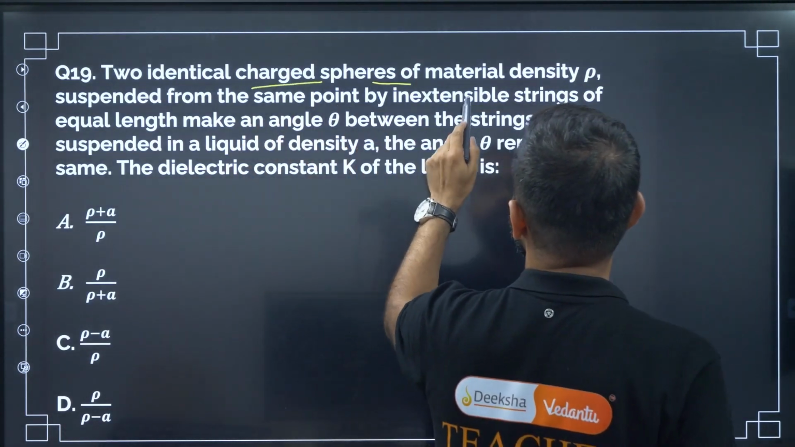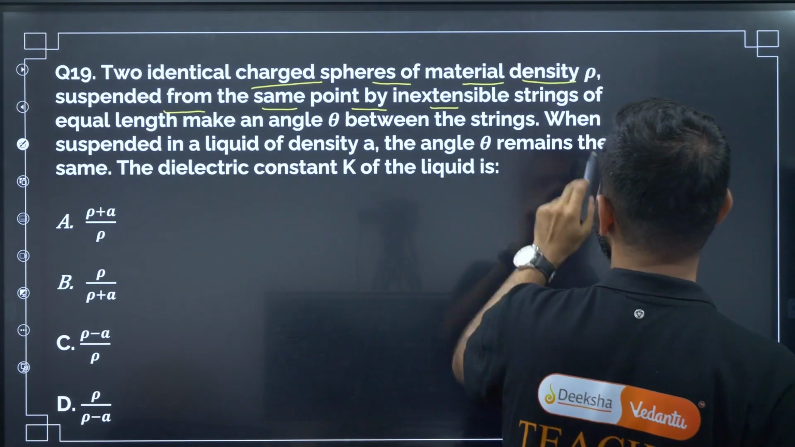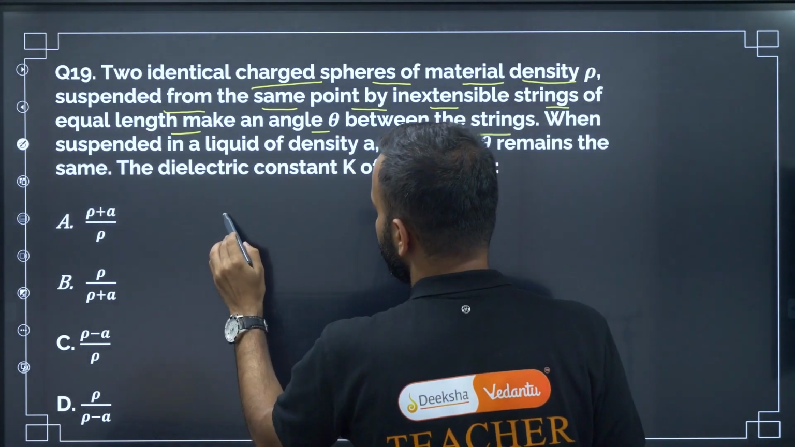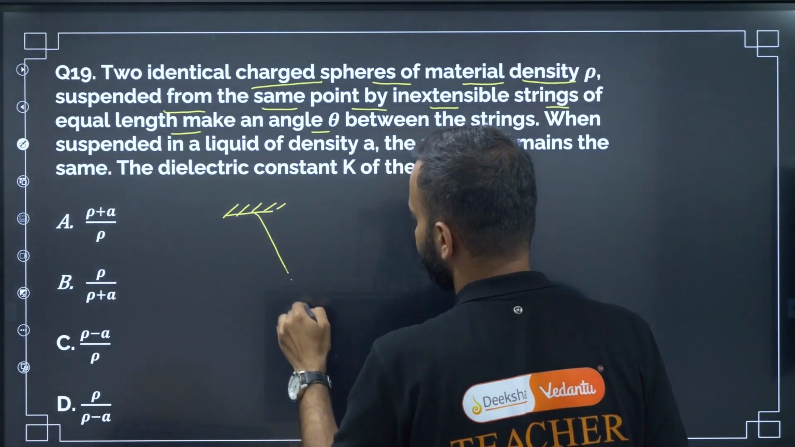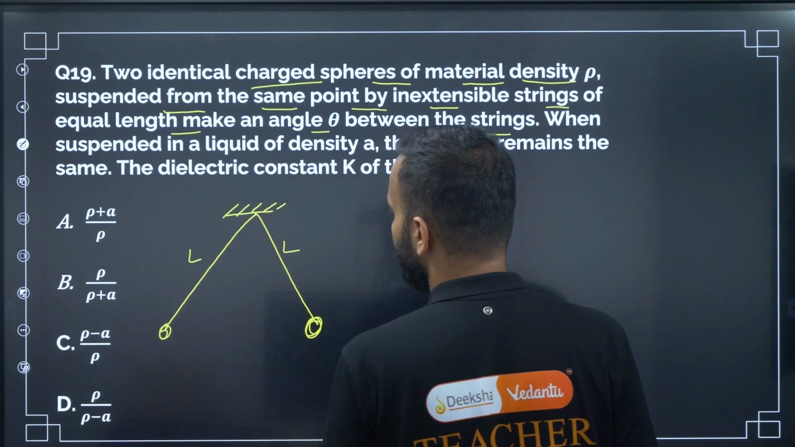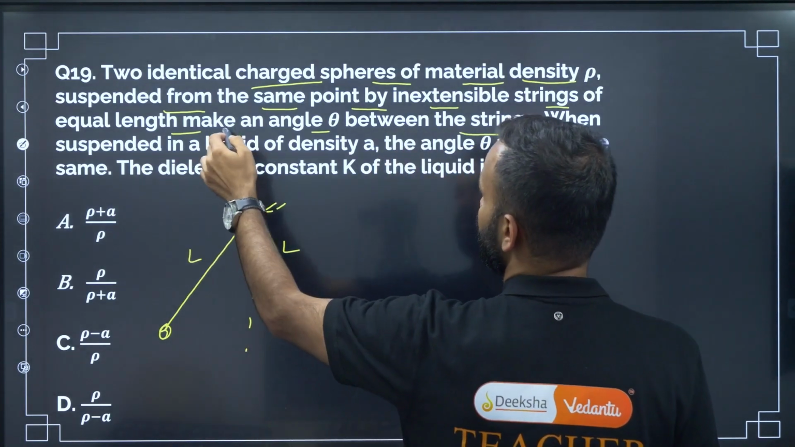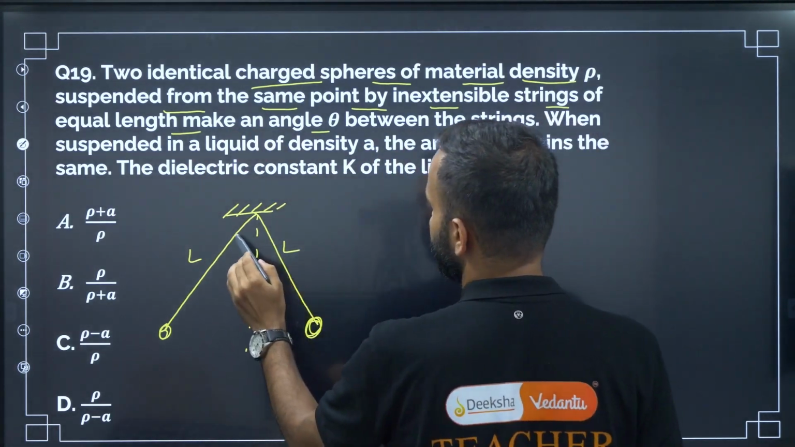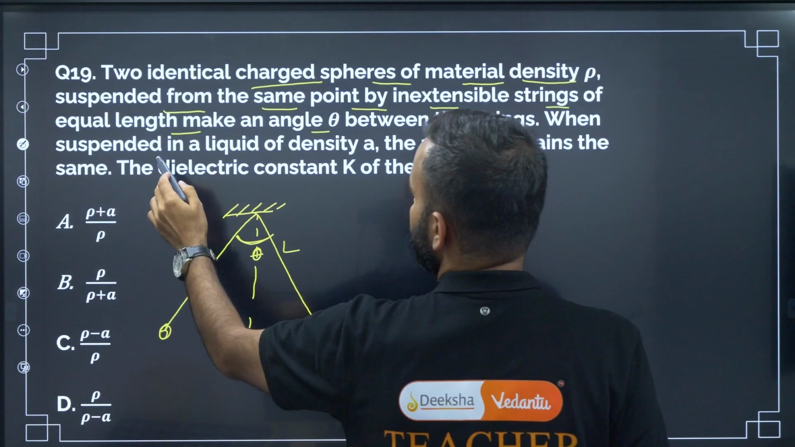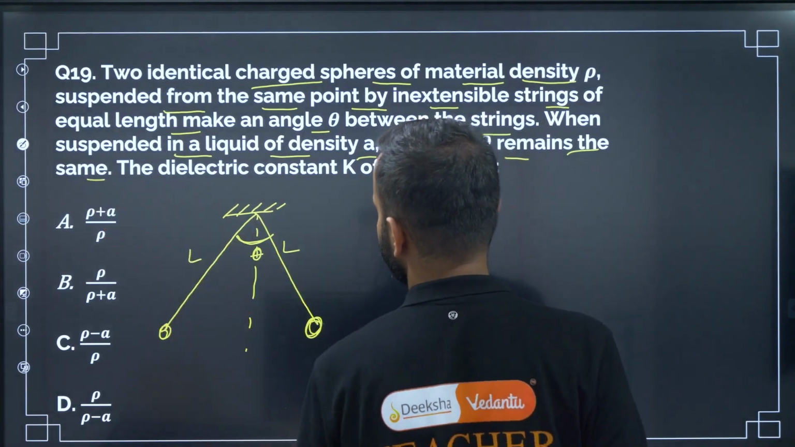Two identical charged spheres of material density rho suspended from the same point by inextensible strings of equal length make an angle theta between the strings. So here are two inextensible strings, the lengths of the two strings are the same, and it makes an angle theta between the two strings. Here the angle is theta. When suspended in a liquid of density A, the angle theta remains the same.